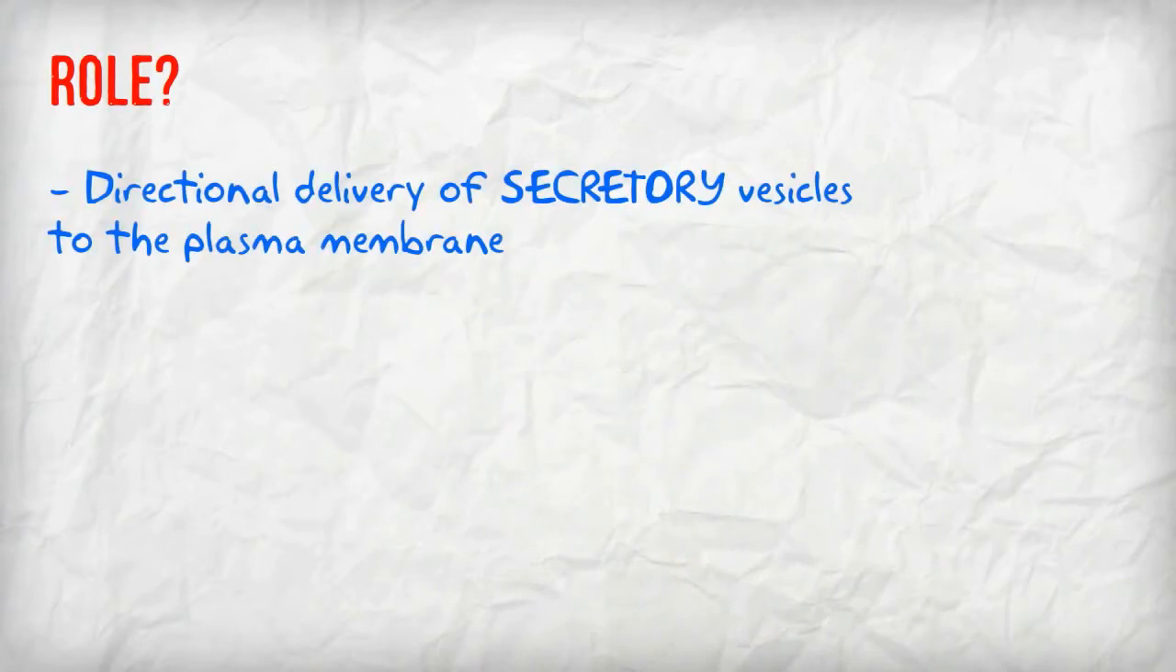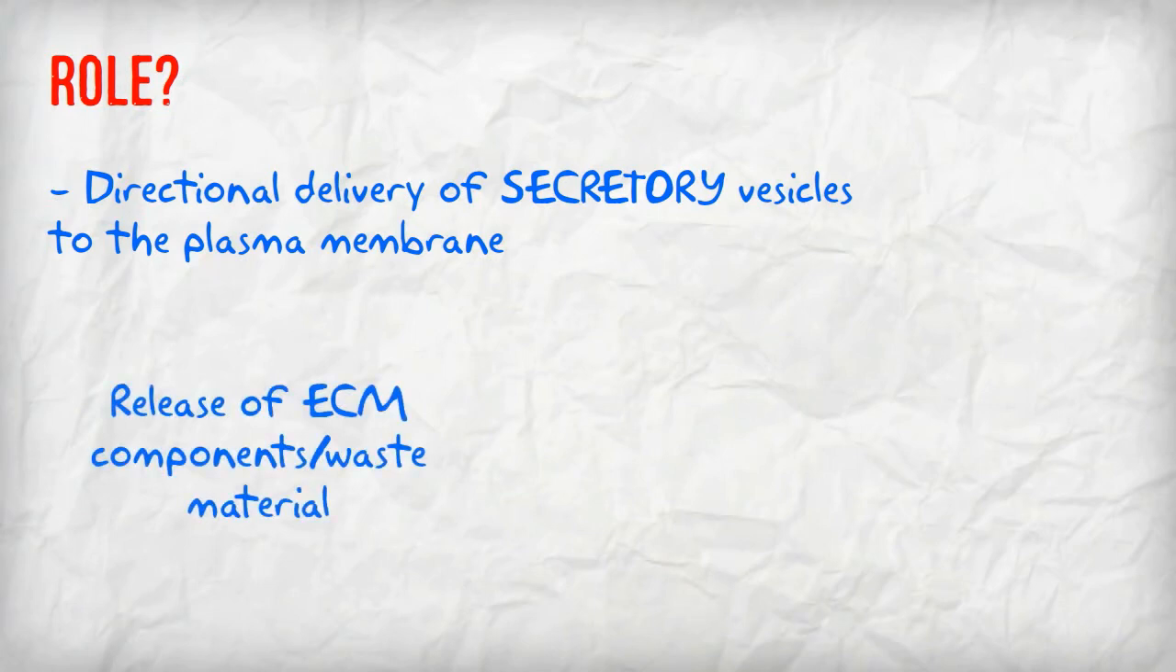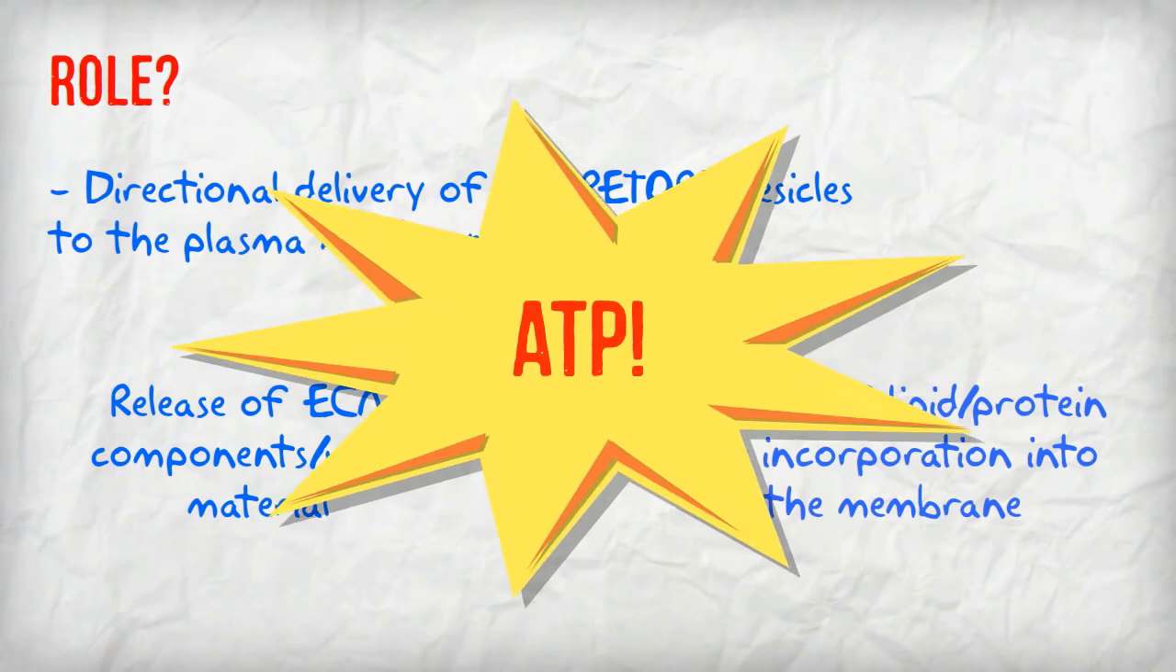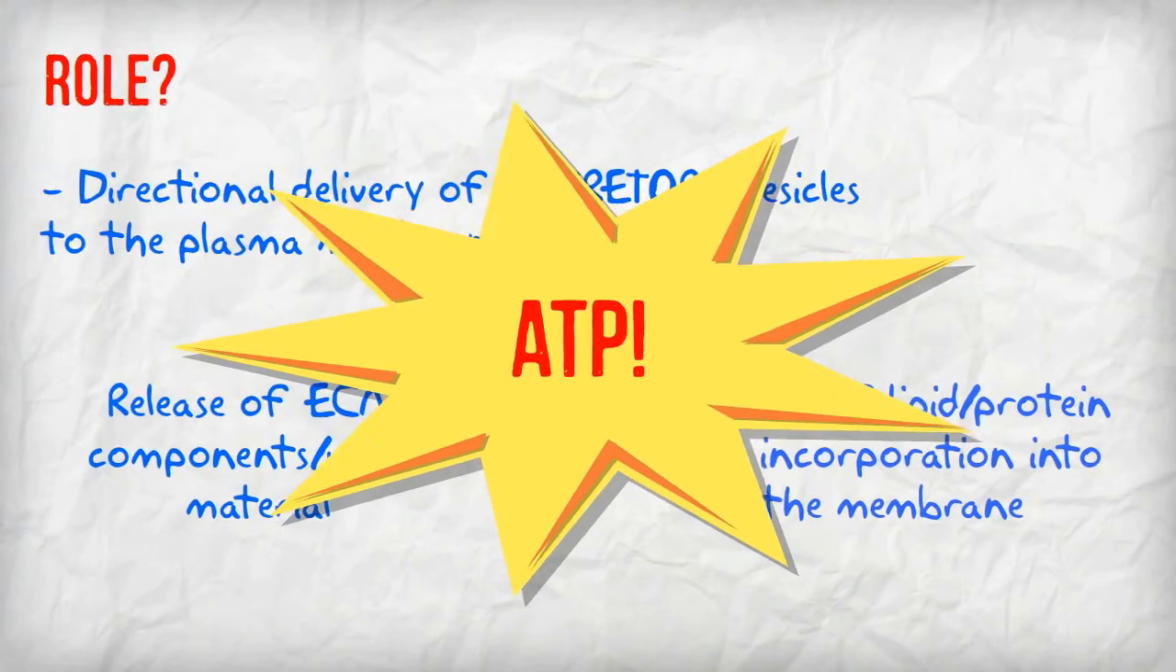The exocytic pathway serves to direct secretory vesicle contents to the plasma membrane, be it to release waste materials or extracellular matrix components out into the extracellular space, or to deliver lipids and membrane proteins for incorporation into the membrane itself, expending energy in the process. There are two types of exocytosis.